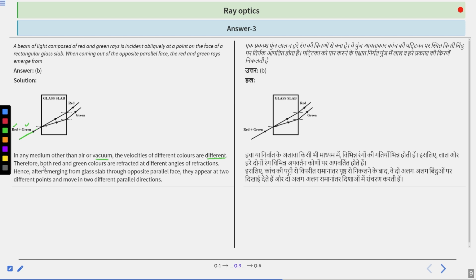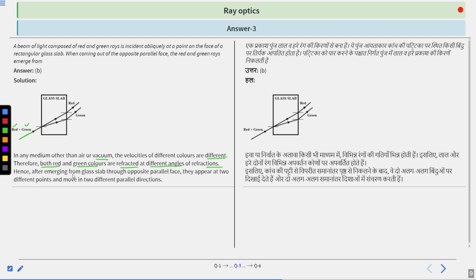Therefore, both red and green colors are refracted at different angles. Clear? Since the velocities are different, yes or no? So they are refracted at different angles of refraction.